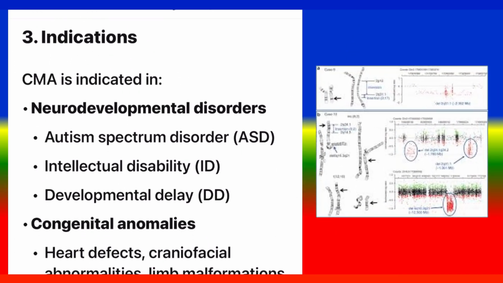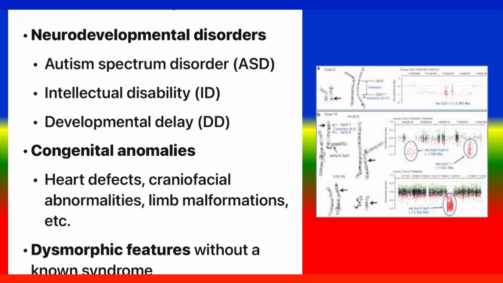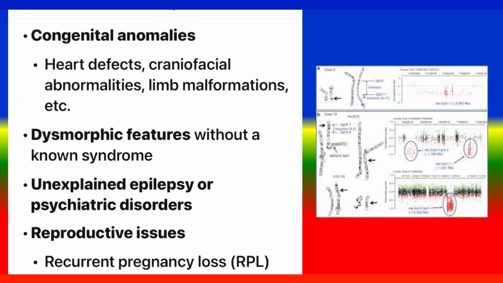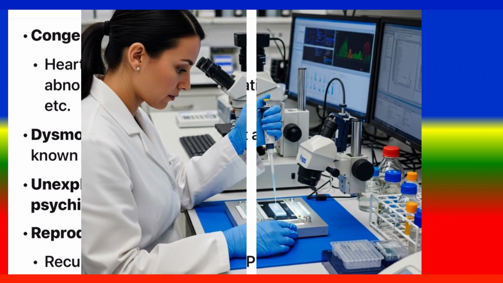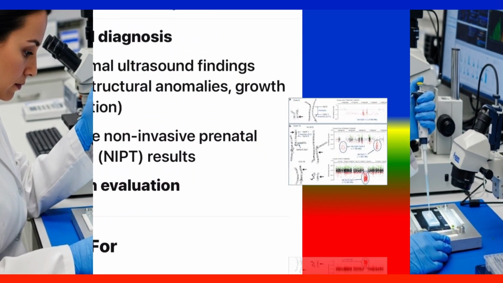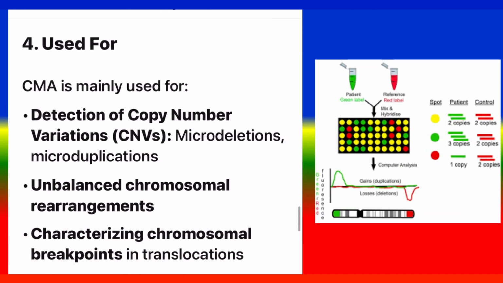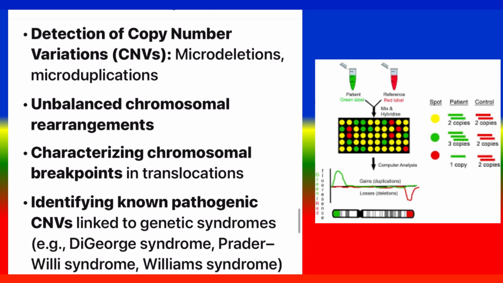3. Indications. CMA is indicated in neurodevelopmental disorders: autism spectrum disorder, ASD, intellectual disability, ID, developmental delay, DD; congenital anomalies: heart defects, craniofacial abnormalities, limb malformations, etc.; dysmorphic features without a known syndrome; unexplained epilepsy or psychiatric disorders; reproductive issues: recurrent pregnancy loss, RPL, infertility evaluation; prenatal diagnosis: abnormal ultrasound findings, e.g., structural anomalies, growth restriction, positive non-invasive prenatal testing, NIPT results, stillbirth evaluation.